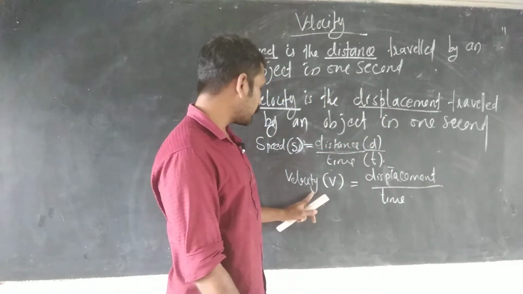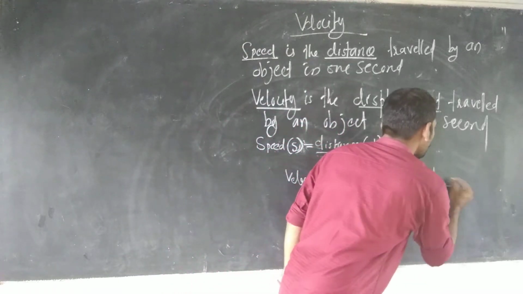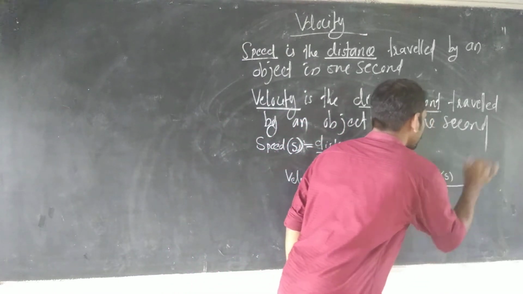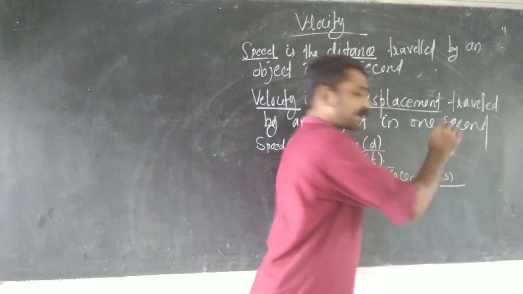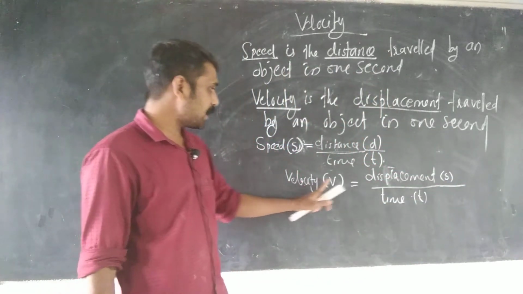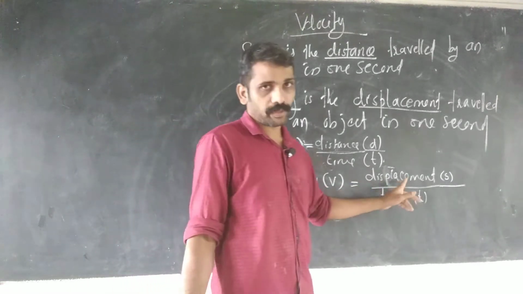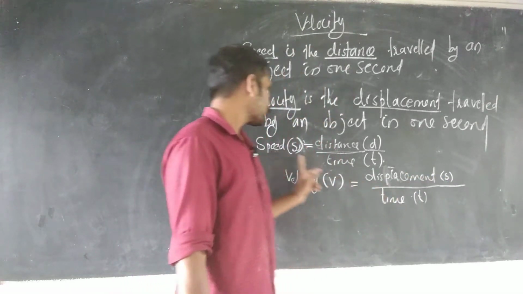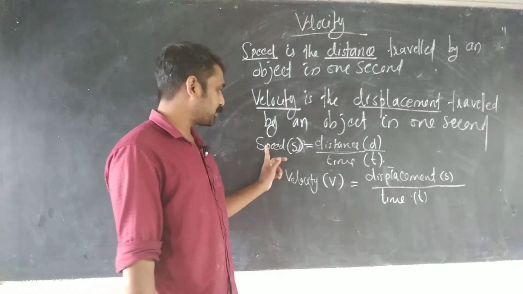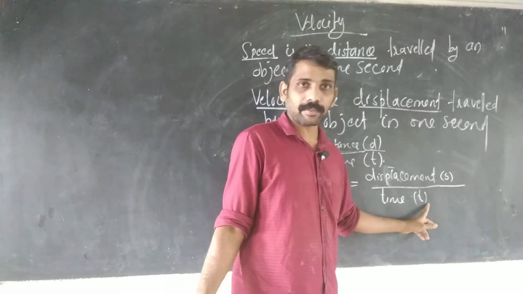Here velocity is represented by letter V, displacement we represent by small letter s, and time by small letter t. In this way we can find the velocity of an object: displacement by time. Speed is equal to distance by time, velocity is equal to displacement by time.